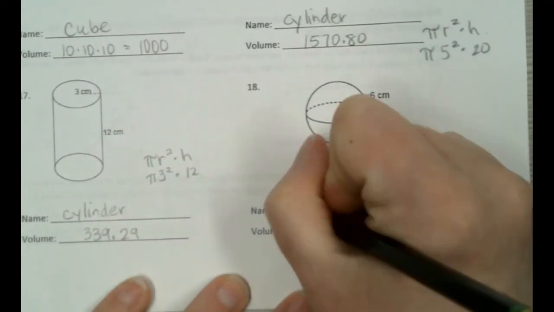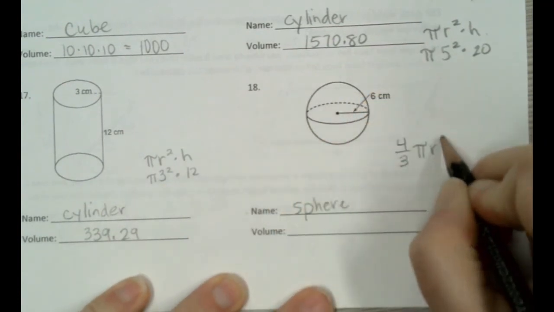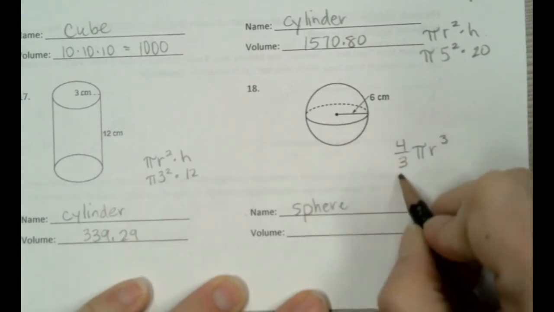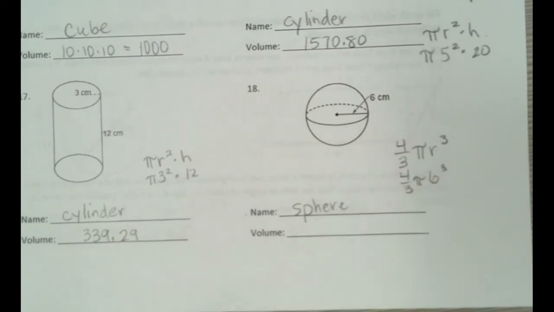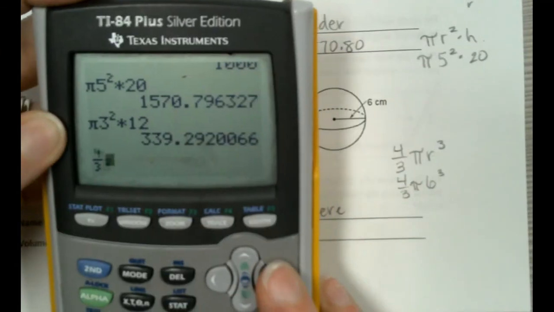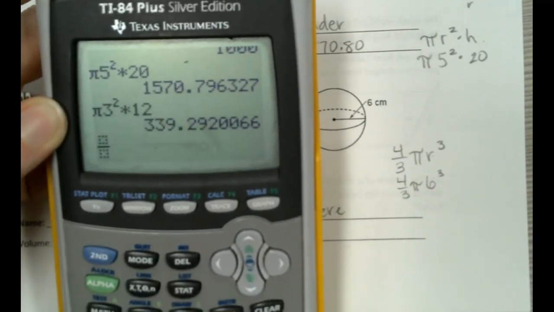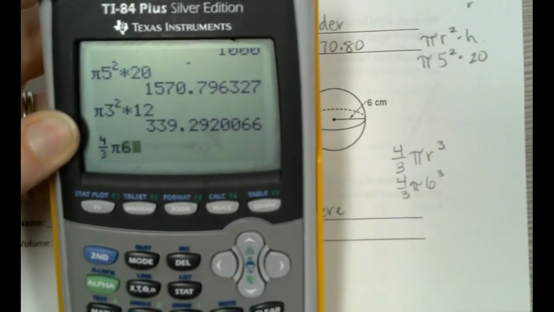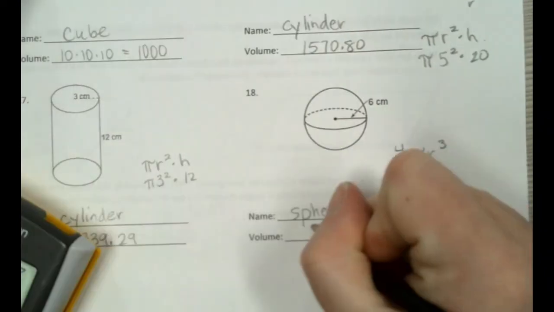Okay, and then number 18 here is a sphere. That formula is 4/3 pi r cubed. Look at the top of the page so you don't mess that up. The radius would be 6, so that's what I'm plugging into my formula. And then I'm typing this in the calculator. Alpha y equals, hit enter to get your fraction, 4/3, and then times pi radius to the 3rd power. So that would be 904.78.